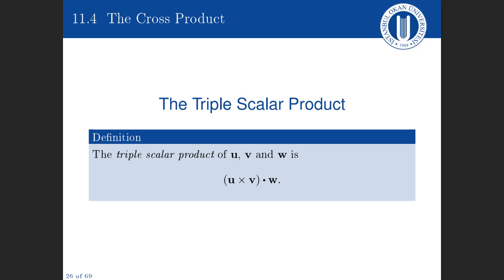One final idea for this chapter. The idea is the triple scalar product as a way of combining the cross product and the dot product. The triple scalar product of u, v, and w, and the order is important. It's u first, then v, and then w final. That's u cross v dot w. Now, u and v are vectors. U cross v is a vector. W is a vector, so we're doing vector dot vector, and that gives us a number or a scalar. The triple scalar product of u, v, and w is a number.